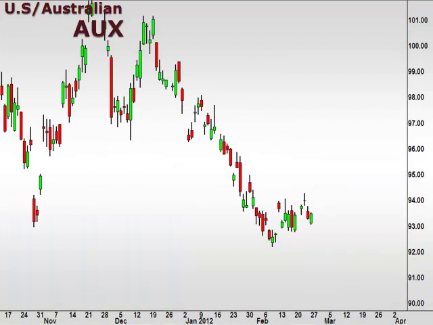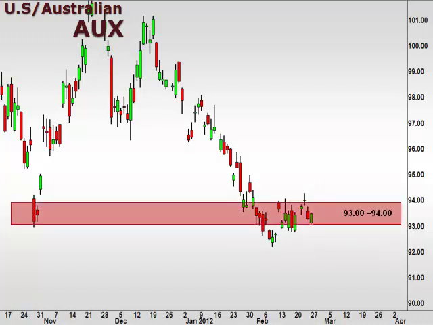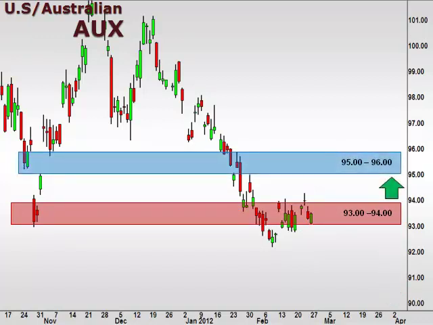Let's take a look at the AUX, the U.S. dollar versus the Australian dollar. Well, it appears that the AUX is forming a bear flag. However, there is strong support at 93, 94. A break below 93 opens the window for a continuation lower. A break above 94 is likely to yield a test towards this 95, 96 focal zone.